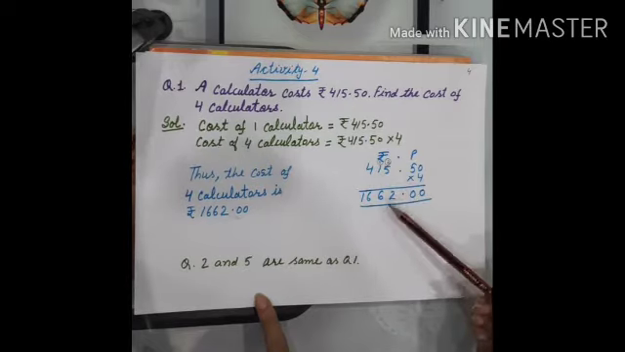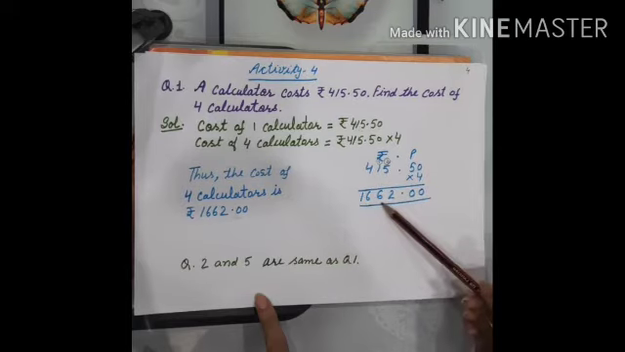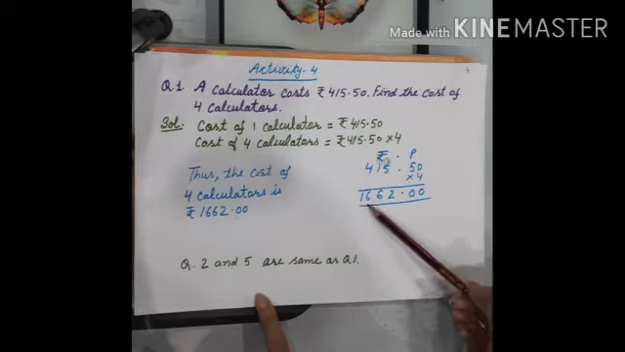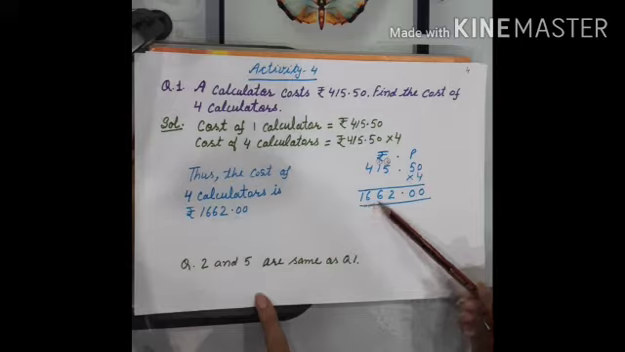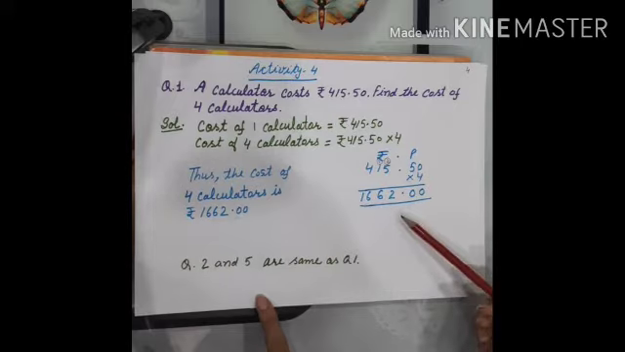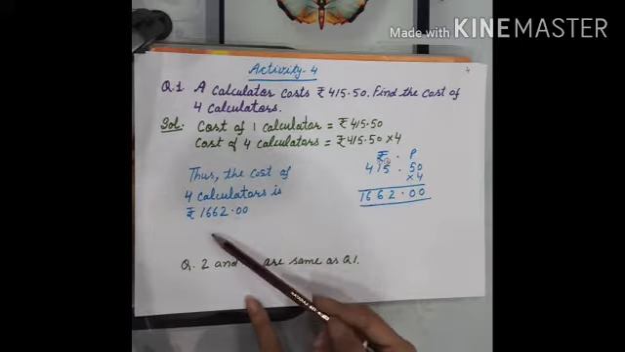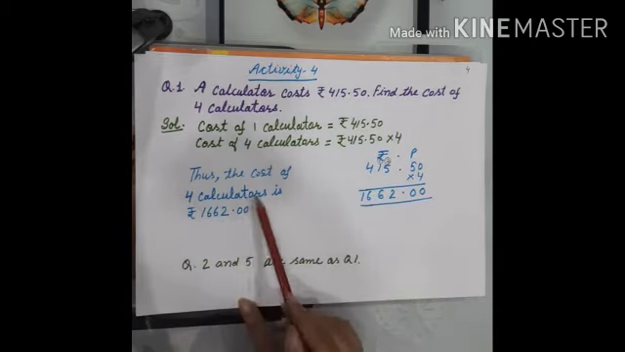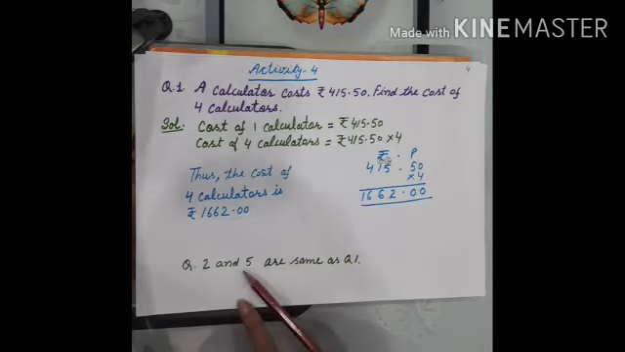4 1s are 4. 4 plus 2, 6. We write here 6. 4 4s are 16. We write here 16. After multiplication, we get rupees 1662. Answer is rupees 1662 is the cost of 4 calculators. Question 2 and 5 are same as question 1.